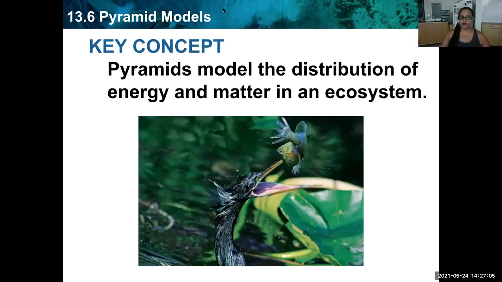All right, our key concept: pyramids model the distribution of energy and matter in an ecosystem. So we talked about food webs, food chains. Now we're going to talk about food pyramids. Which pyramids are models specifically for energy distribution? How does the energy flow through a food chain?